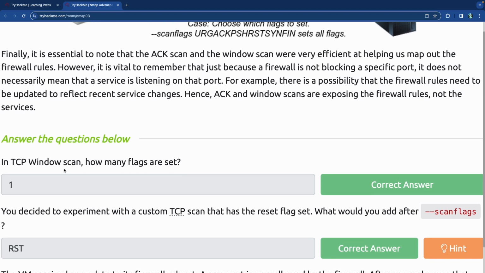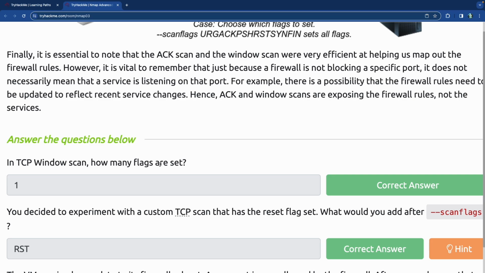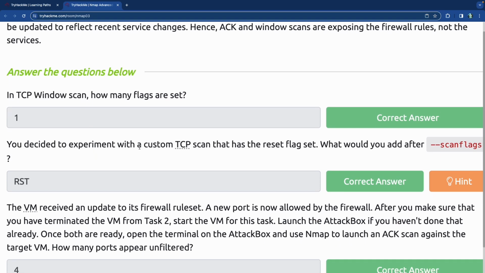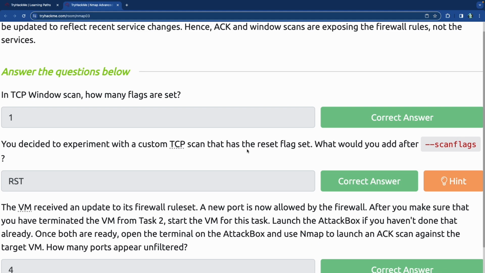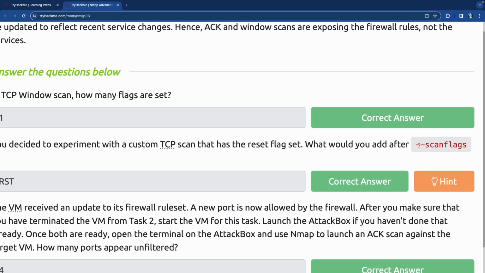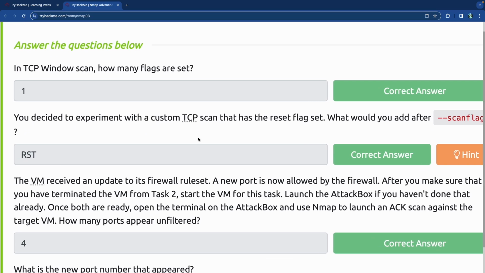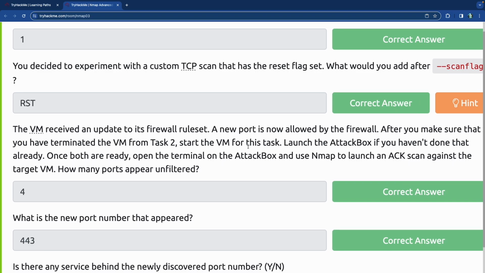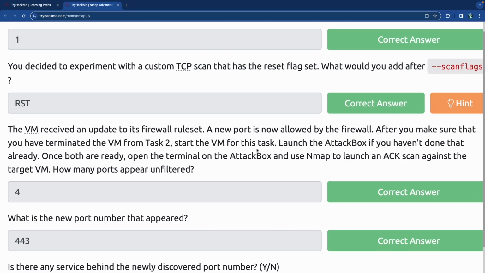So in a TCP window scan, how many flags are set? There's 1 flag set. And you decided to experiment with a custom TCP scan that has a reset flag. What would you add after scanflags? It would be RST, right? And then the VM received an update to its firewall rule set. A new port is now allowed by the firewall.